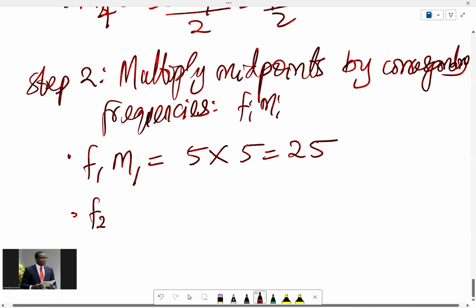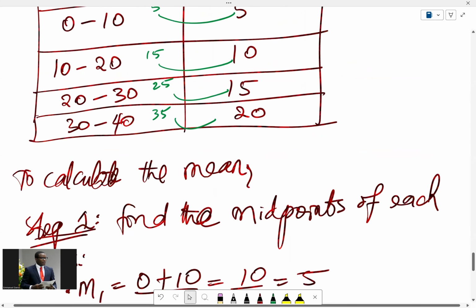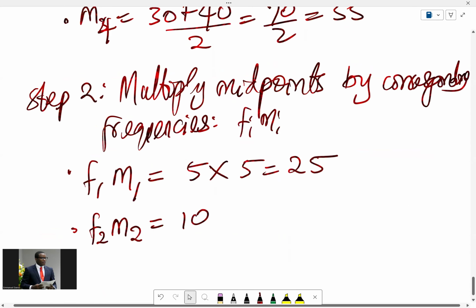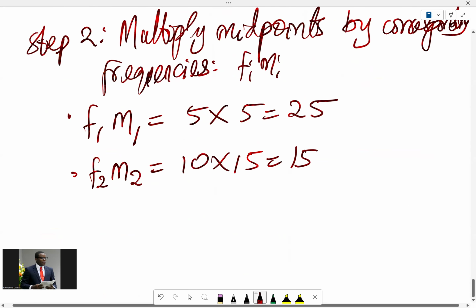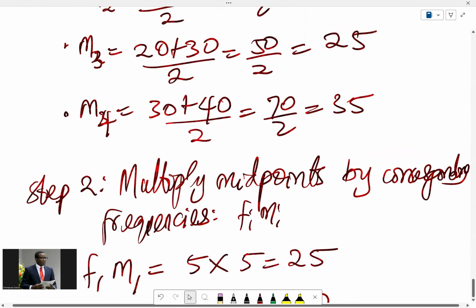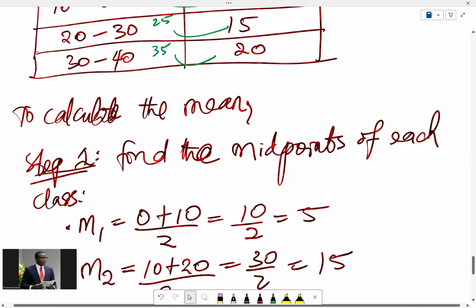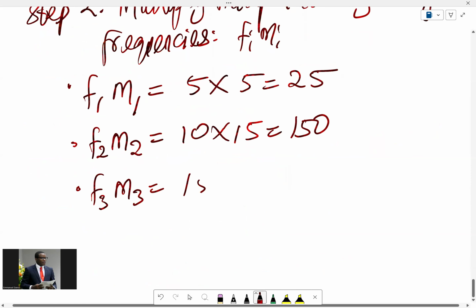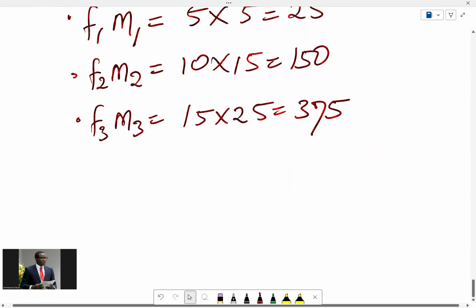Then F2, M2, that is 10. The second frequency is 10 multiplied by 15. Okay, 10 by 15, that is 150. And then you have the third one, F3, M3, that is 15 by 25, and that is 375. Okay, then what's the next thing?